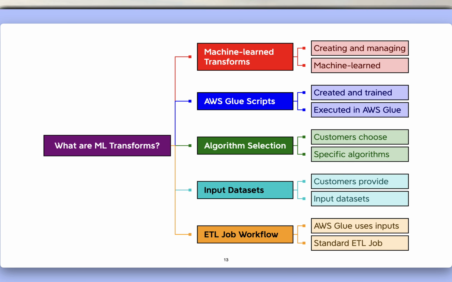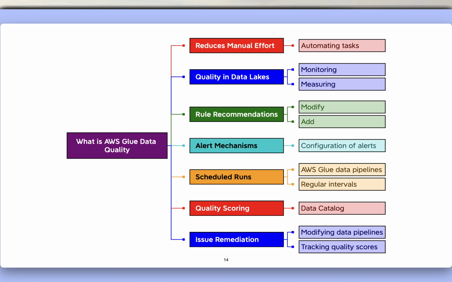What are ML transforms? 1. Machine-learned transforms. ML transforms provide a mechanism for creating and managing machine-learned transforms. 2. AWS Glue scripts. Once created and trained, these ML transforms can be executed in AWS Glue scripts. 3. Algorithm selection. Customers can choose specific algorithms like find matches ML transform. 4. Input datasets. Customers provide input datasets, training examples, and tuning parameters. 5. ETL job workflow. AWS Glue uses these inputs to build an ML transform that fits into a standard ETL job workflow.